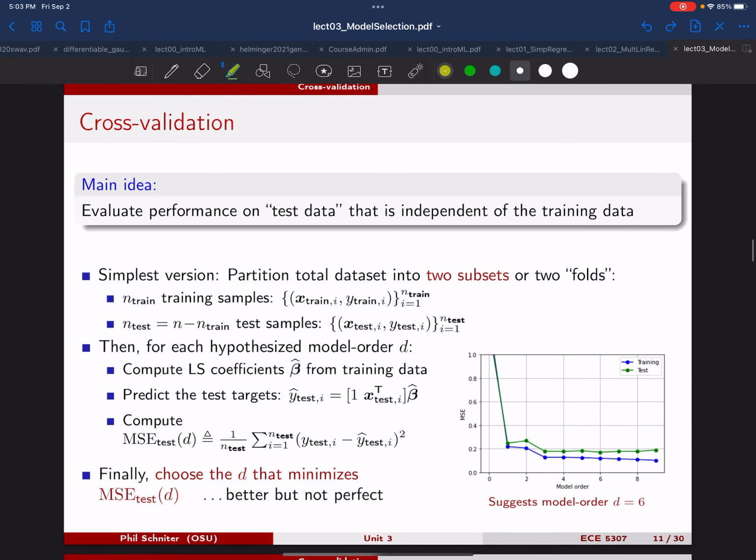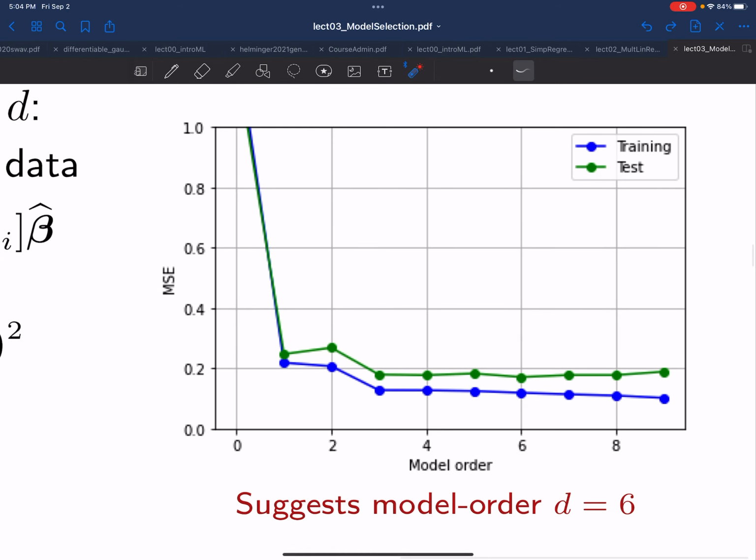The approach we're going to use is we're going to split the data we're given into 2 parts. One part we're going to use to train our model. The other part we're going to use to evaluate our fit. And what you see when you do this is that the blue curve is what we saw a few slides ago. That is the mean squared error on the training data. That's the one that just gets better and better as the model order increases. But when you look at the performance on the test data, you can see, yes, it initially decreases a lot, but then it gets to a minimum and then it starts to increase.